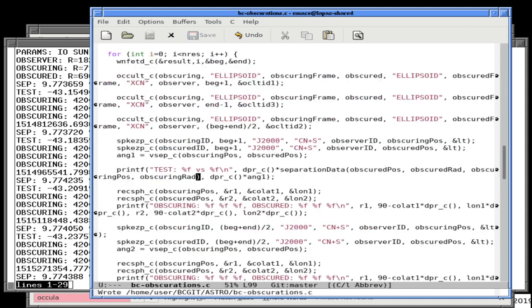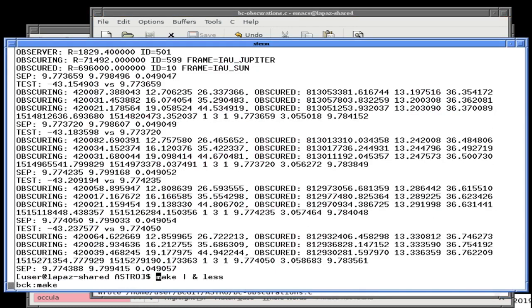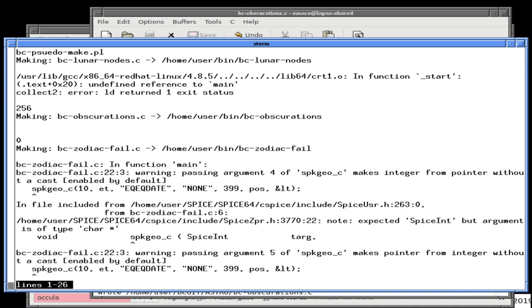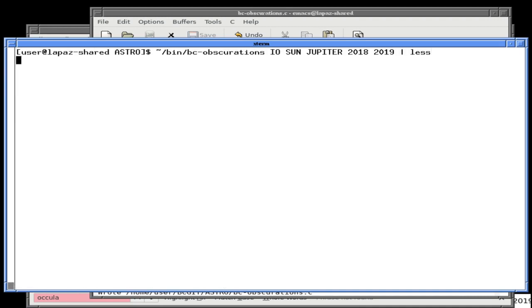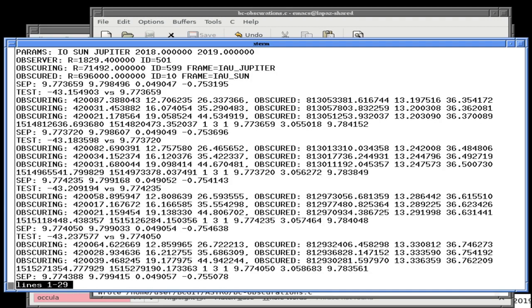Ta-da. All right, compiles. Okay, that's gorgeous. That's exactly what we want. Minus 0.753195. Okay, that is good stuff. So actually, that's probably not the right answer. Wow, actually, I have no idea if that's a good answer or not.